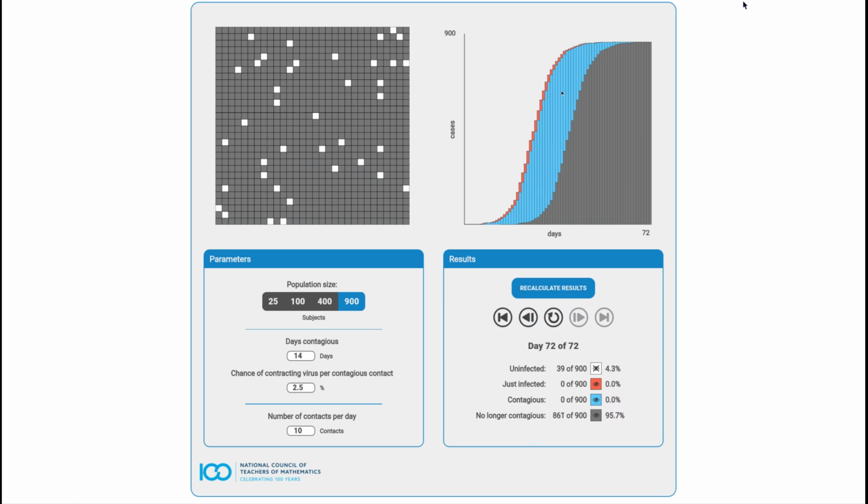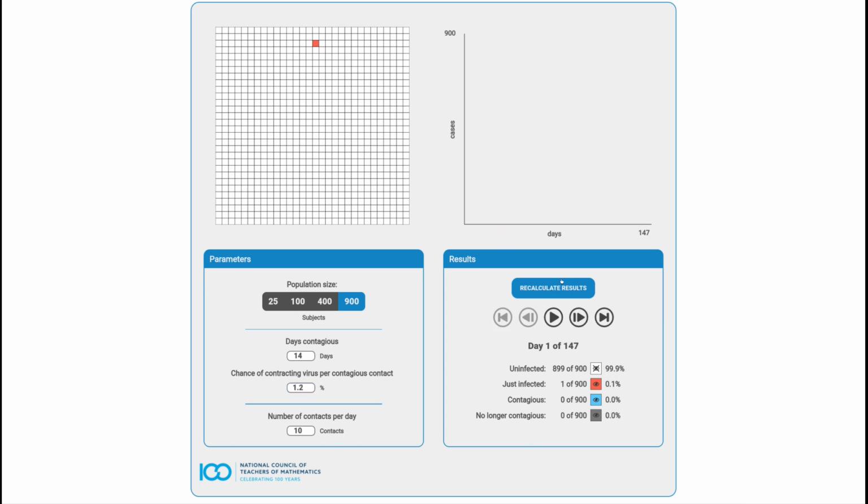I could also run a simulation changing it to what if it's a common flu? The common flu is about 1% or 1.2%. I'll recalculate. It's a 147-day event. Oh wait, timeout. In the common flu, people only stay sick for about 6 days, I think I saw. So I'm going to recalculate. Common flu, 2 people got it, it's over.